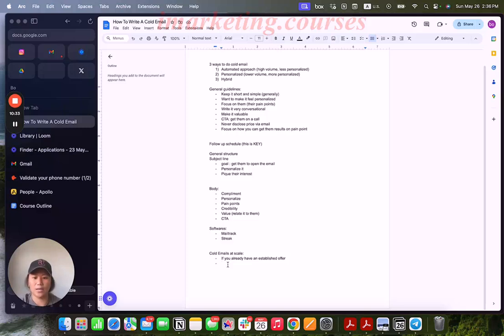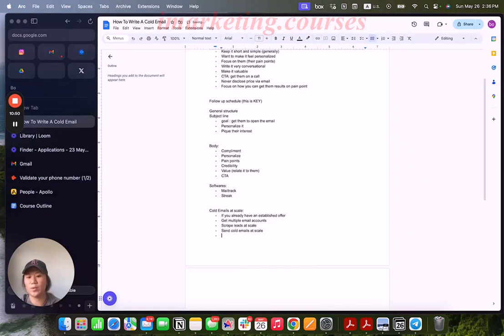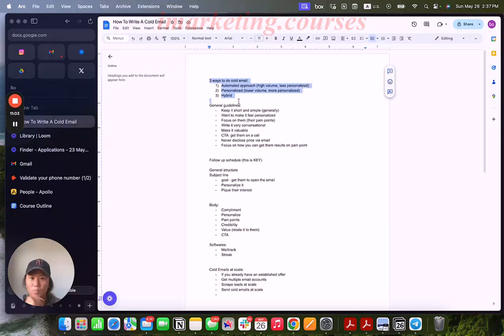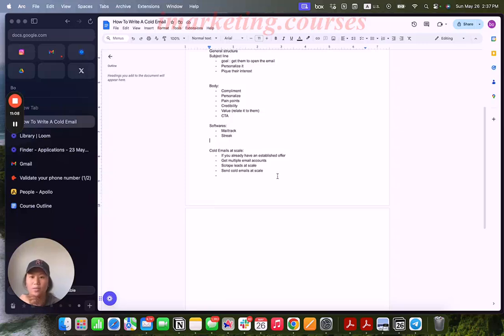Basically what you would do is get multiple email accounts. You would scrape leads at scale and send cold emails at scale. And these cold emails are a little bit different, because you're essentially pitching them on your services in the first email, or figuring out a way to get them to book a call with you to close. So it's a little different than what I'm going to talk about up here of how to write a cold email. But you can definitely do this.